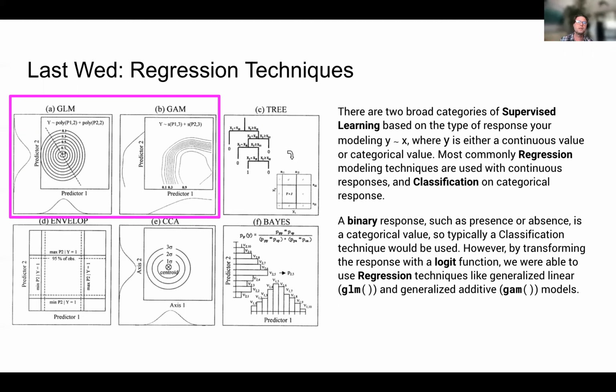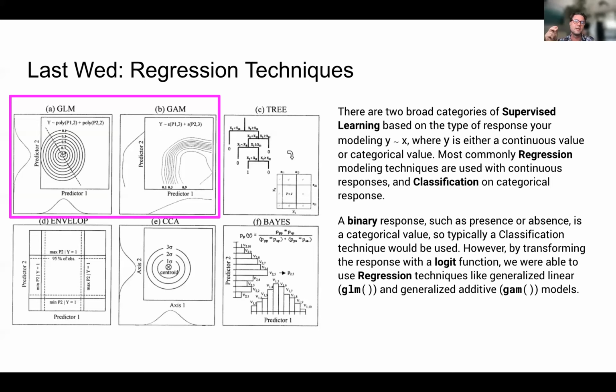But because we applied this logit transformation, remember, to make it continuous and clamp it down between 0 and 1, we're able to use that regression technique successfully. So that's kind of a unique instance of how a response term can be used both with continuous modeling techniques as well as a classification technique.